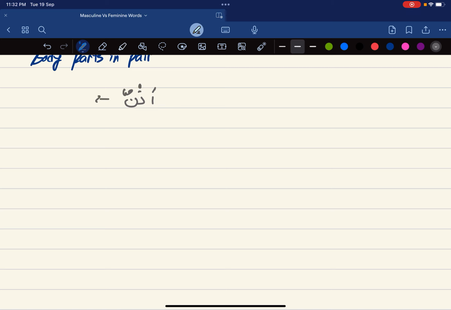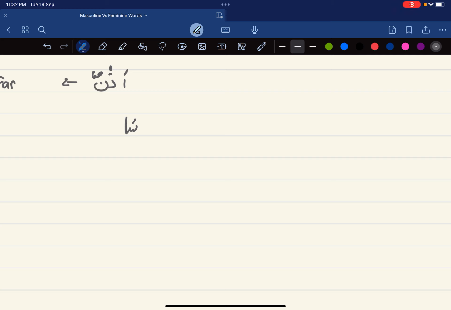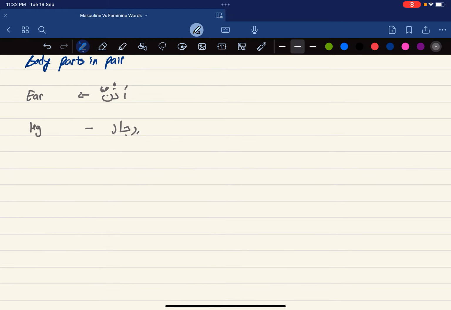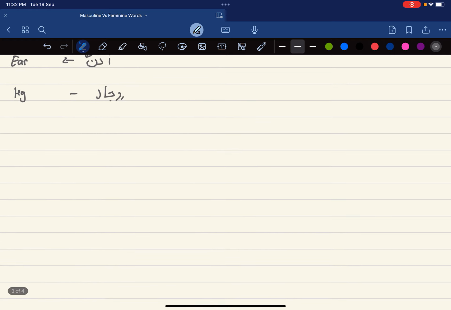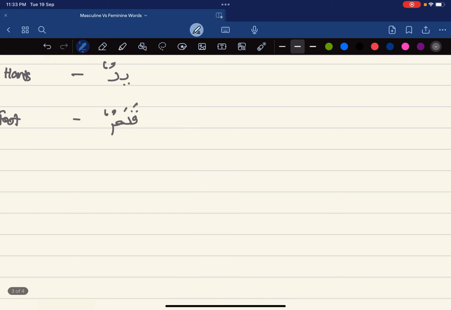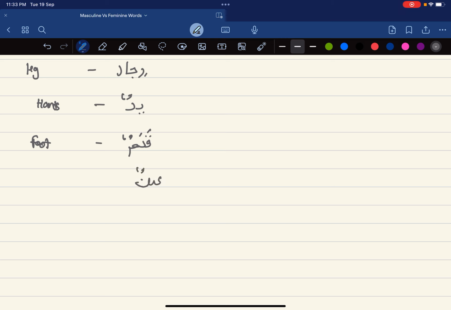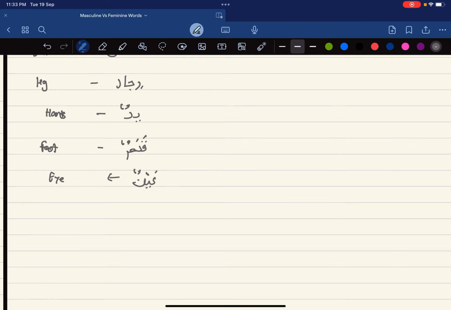Udnun means ear. And then we have saq, actually, you could say rijalun, rijal, leg. And then we have yadun, which means hands, right? Then we have qadam. Qadamun means foot. What else do we have? Ainun. Ainun means eyes. And that's pretty much it.